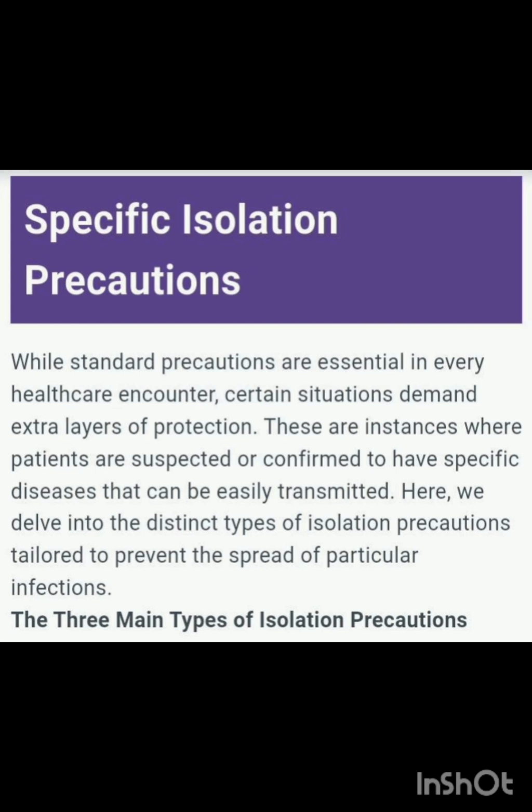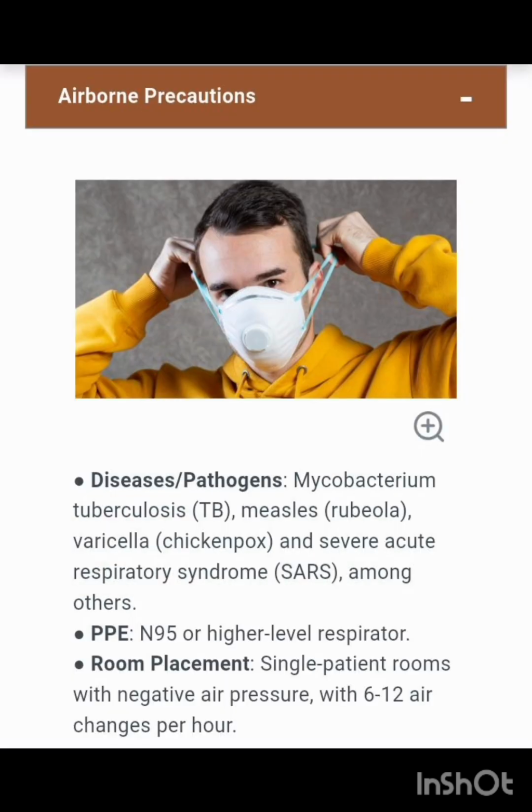Specific isolation precautions. While standard precautions are essential in every healthcare encounter, certain situations demand extra layers of protection. These are instances where patients are suspected or confirmed to have specific diseases that can be easily transmitted. Here, we delve into the distinct types of isolation precautions tailored to prevent the spread of particular infections. We have three main types of isolation precautions. These are: 1. Airborne precautions.